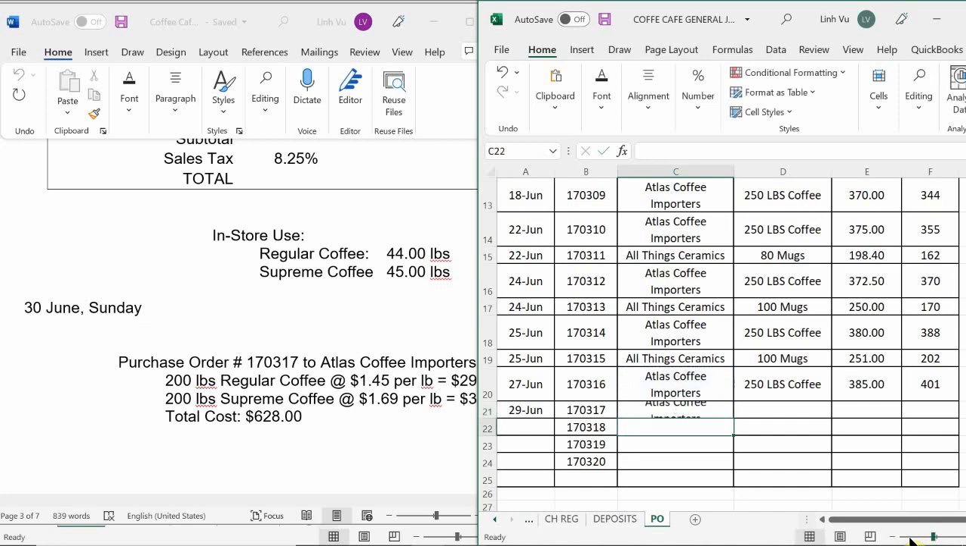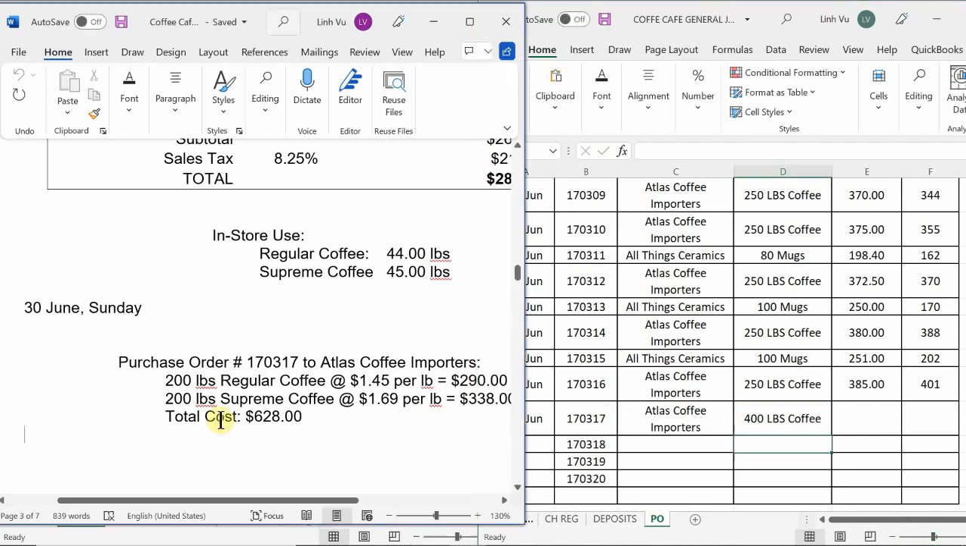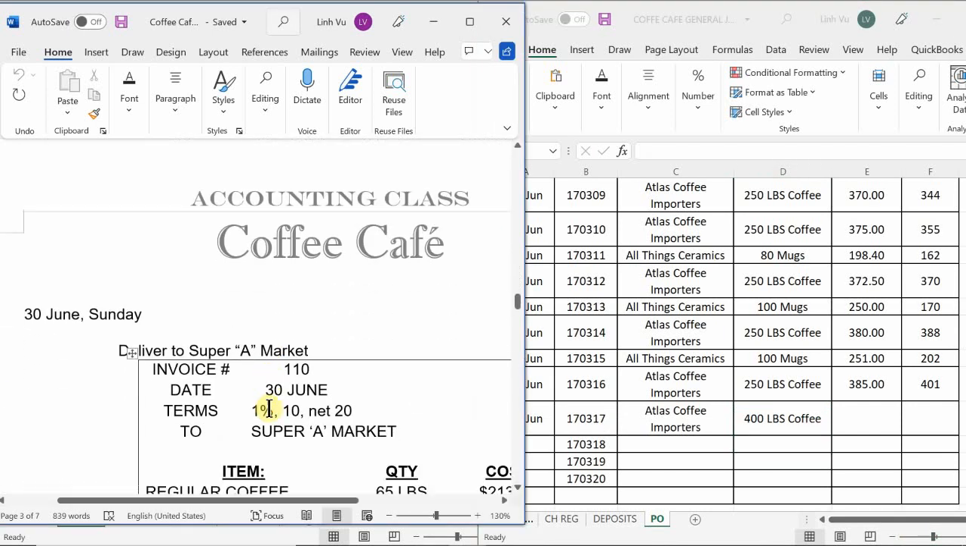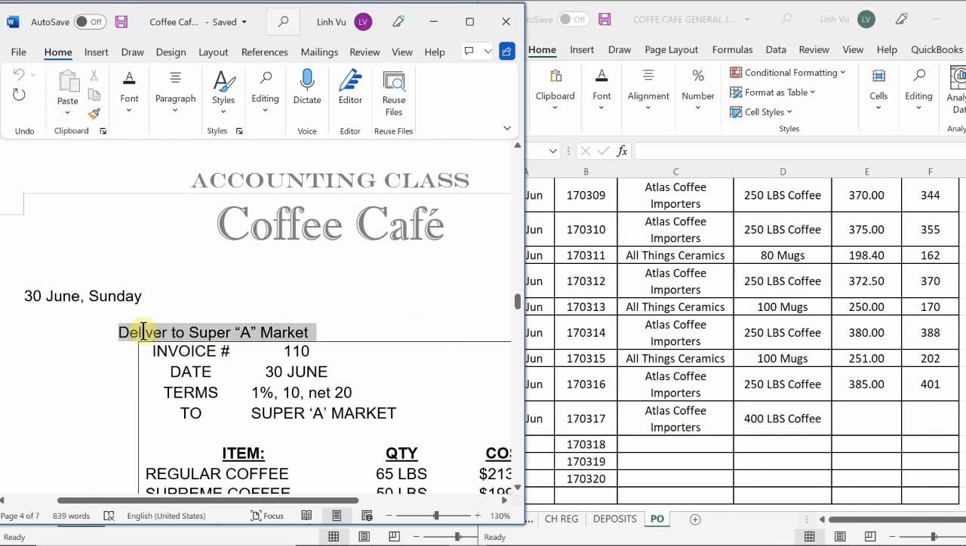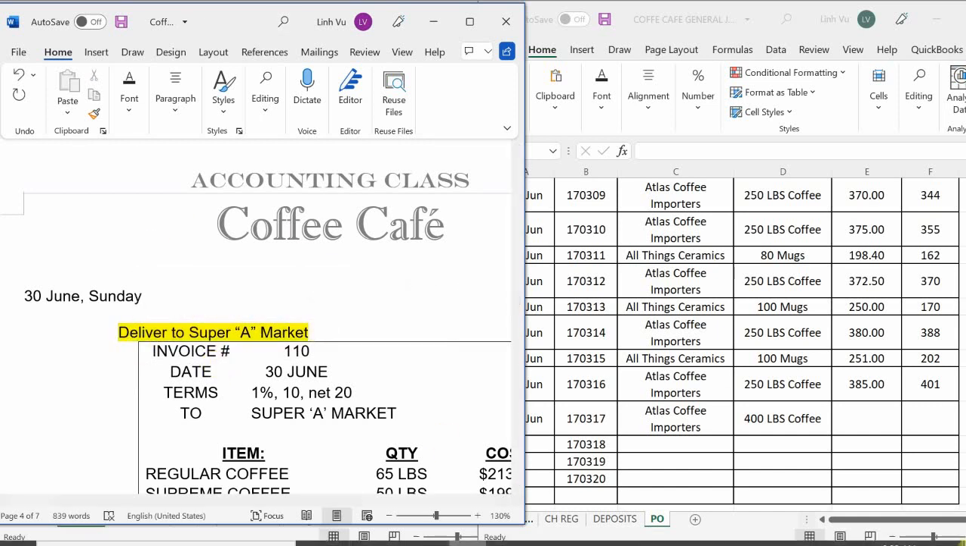So we're going to our purchase orders, to Atlas Coffee Importers, this time for 400 pounds of coffee. So we're going to stop here, and we'll take our break now.